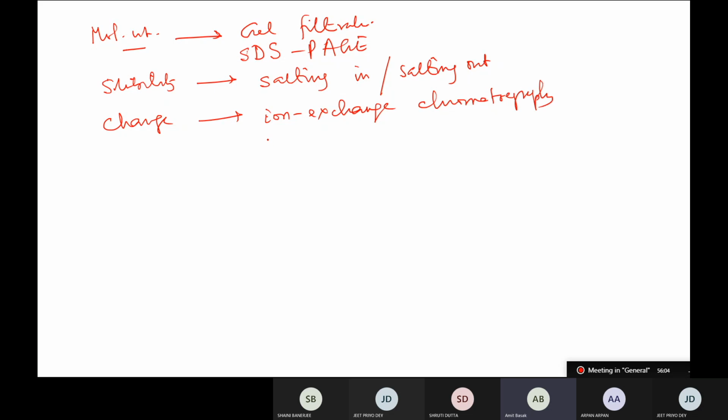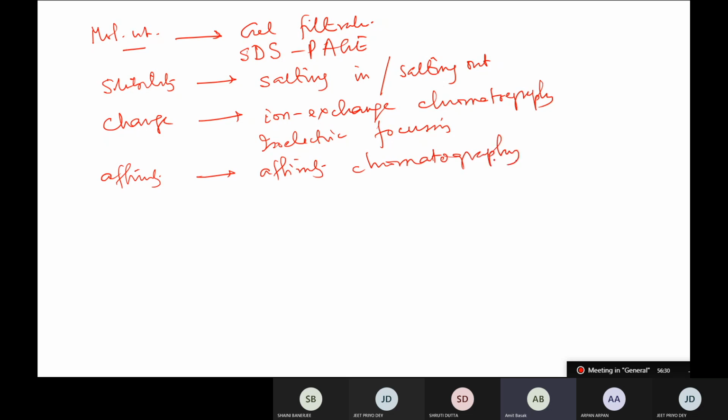Or there is something called isoelectric focusing. And when you have, what was the other point? Molecular weight, solubility, charge, affinity. Then we have a technique called affinity chromatography. Okay, so we will discuss all these techniques.